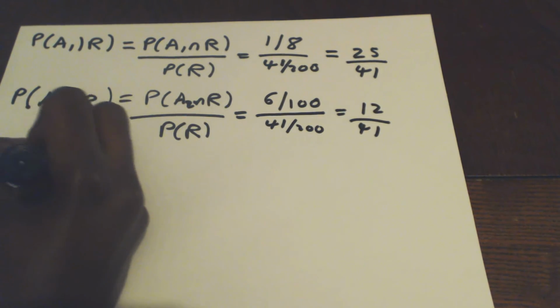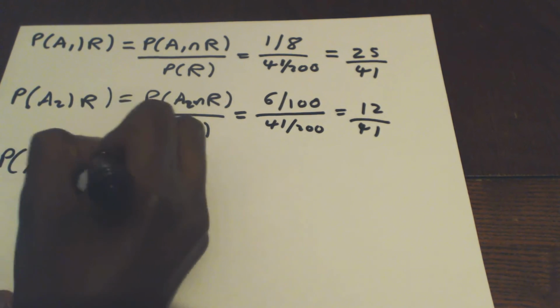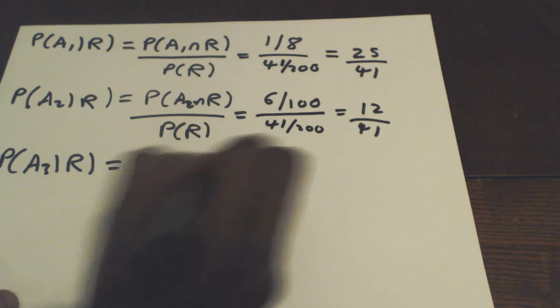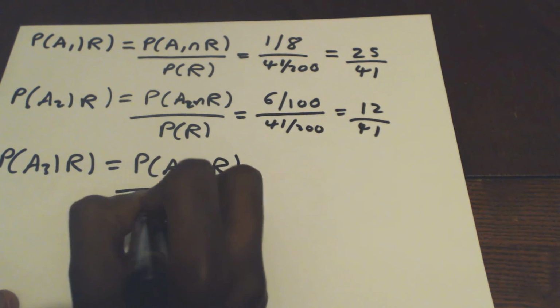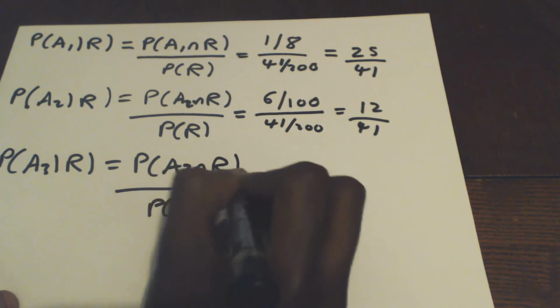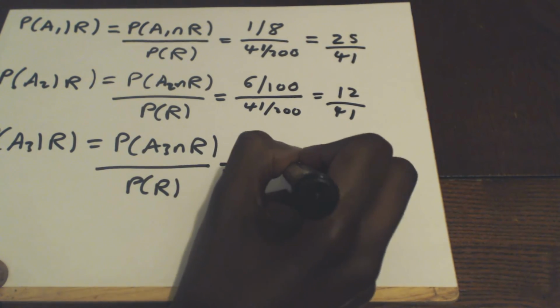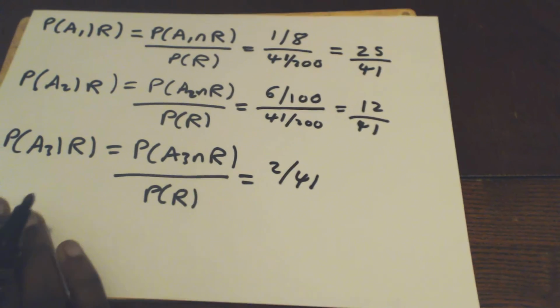And then you've got the final one, which is A3 given R, which is the probability of A3 intersection R over the probability of R, which is 2 out of 41. Okay, so that's all the question answers.